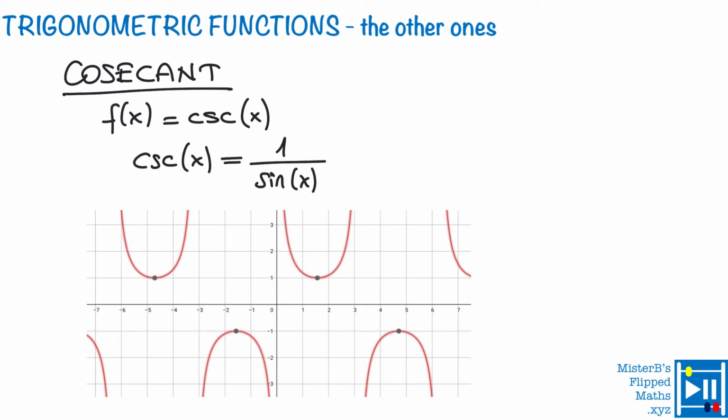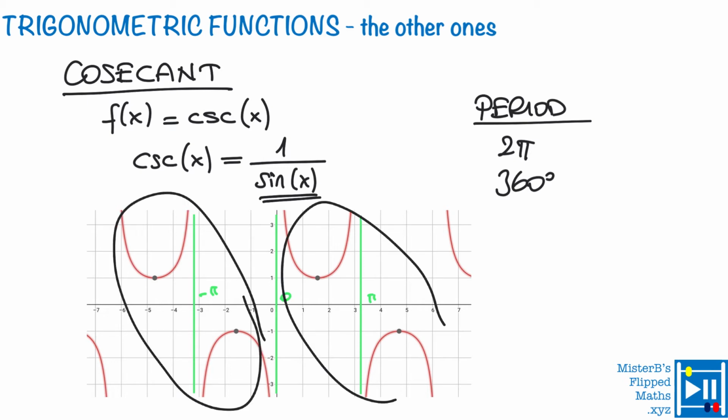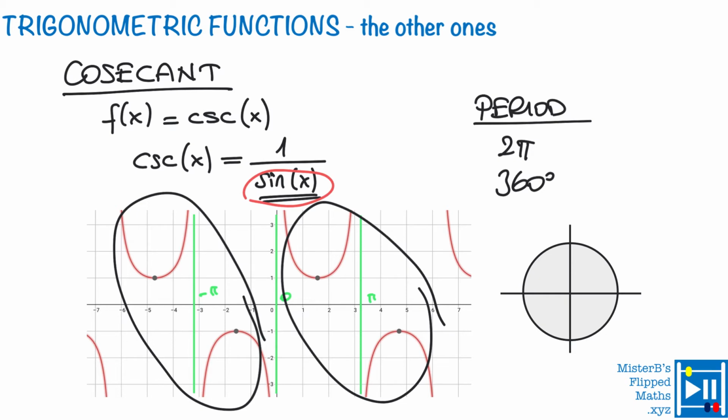And also you can sense here the vertical asymptotes, like x equals minus pi, x equals 0, x equals pi, and so on. So the period for the cosecant function is exactly as the sine function, which is 2 pi or 360 degrees, because it repeats itself every 2 pi. The cosecant function behaves exactly as the sine function when it comes to the unit circle. It behaves positively in the first and second quadrants, but negatively in the third and fourth quadrants.